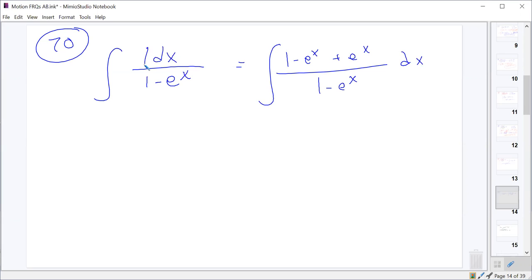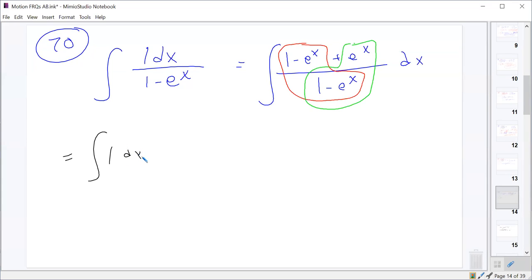Right. dx over 1 minus e to the x means 1 dx over 1 minus e to the x. So 1 minus e to the x plus e to the x should still be 1 dx over 1 minus e to the x. And then we're just going to use this same idea that we've been doing. Take this piece of it, divide them, and then integrate. So the integral of 1 minus e to the x over 1 minus e to the x should just be the integral of 1. And then the other piece is an integral of e to the x over 1 minus e to the x.